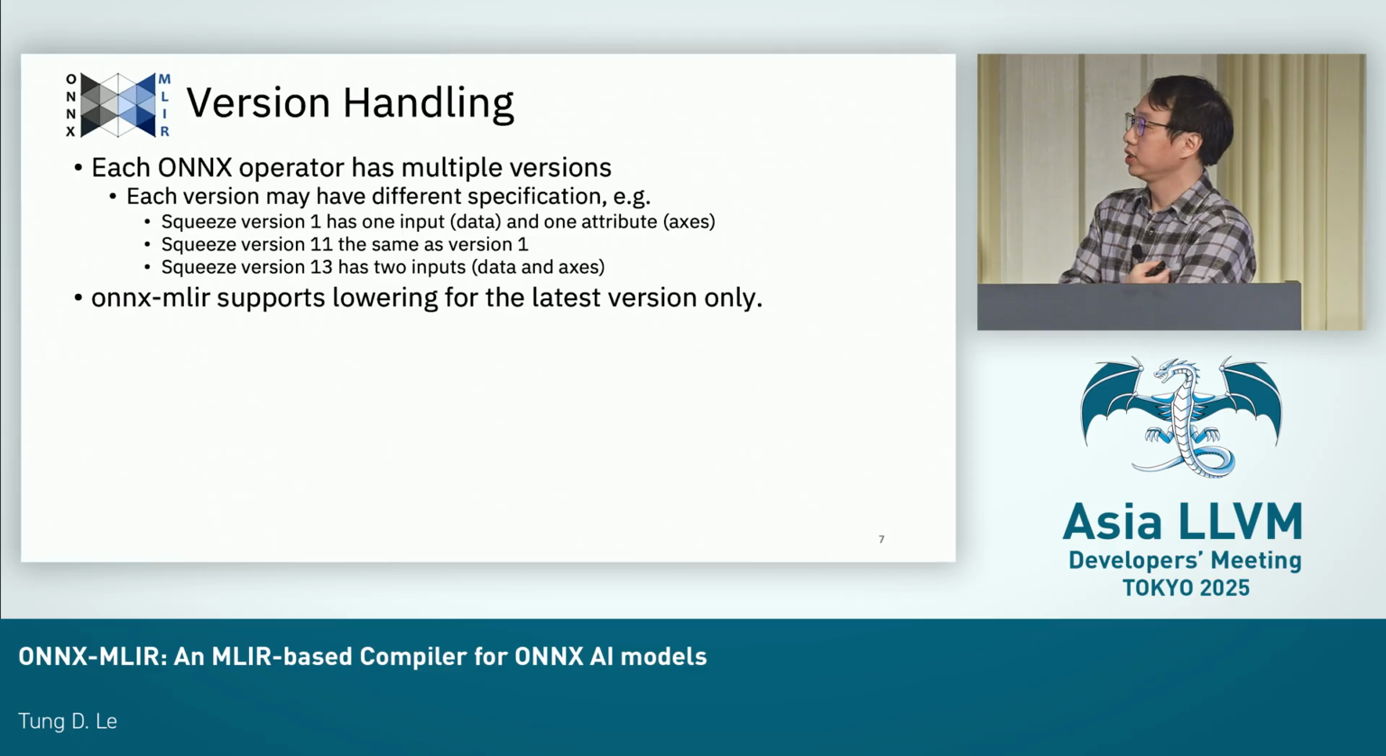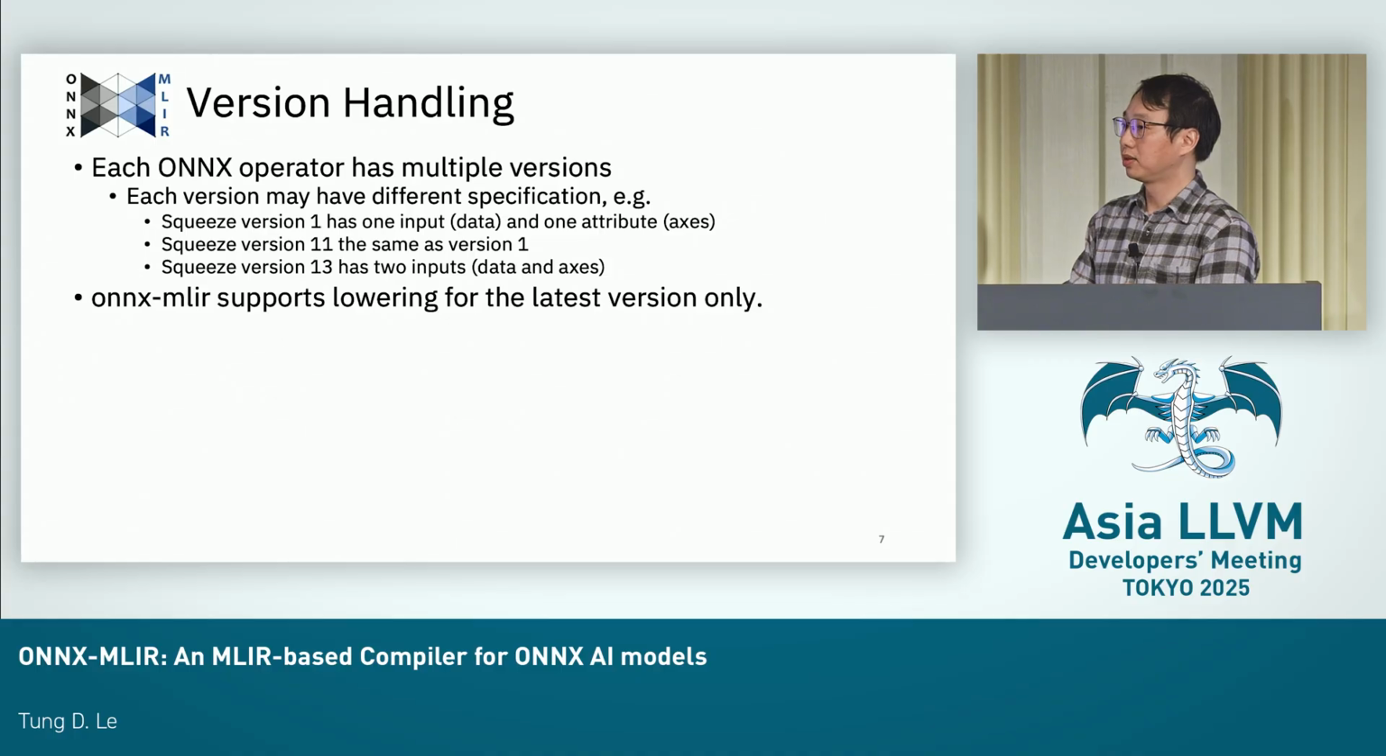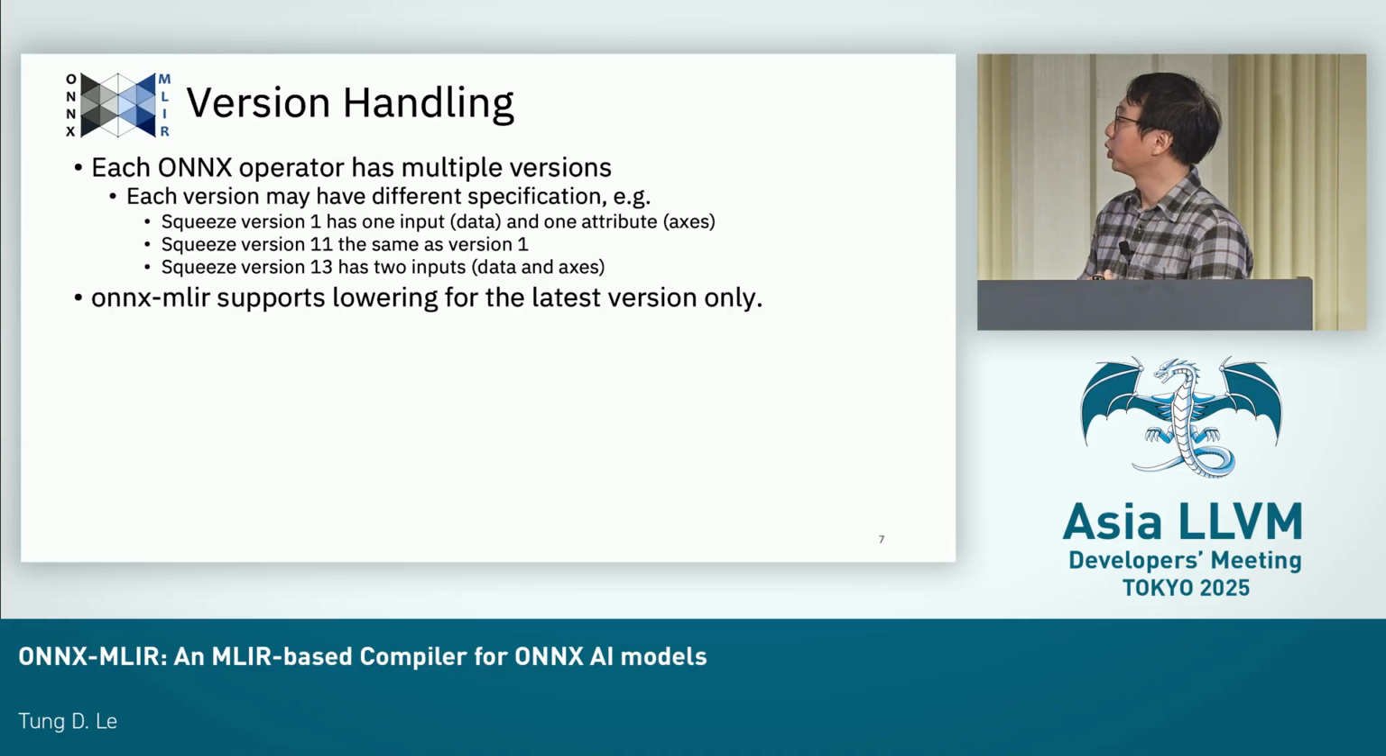So basically, our ONNX operator has multiple versions, so we need to deal with multiple versions in the compiler. For example, this is the Squeeze operator. It has 3 versions.